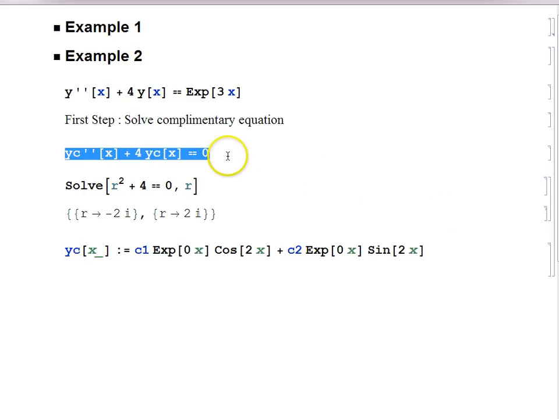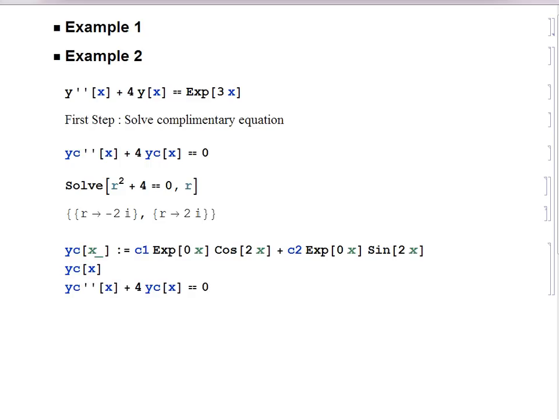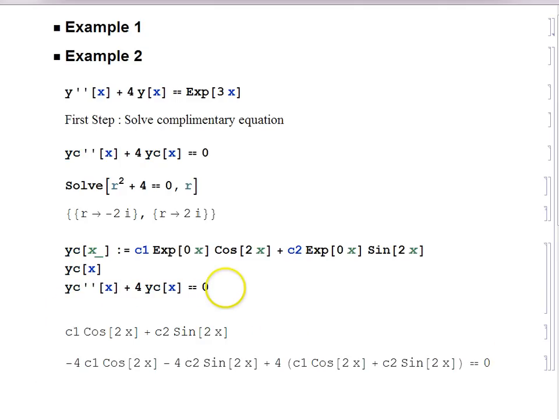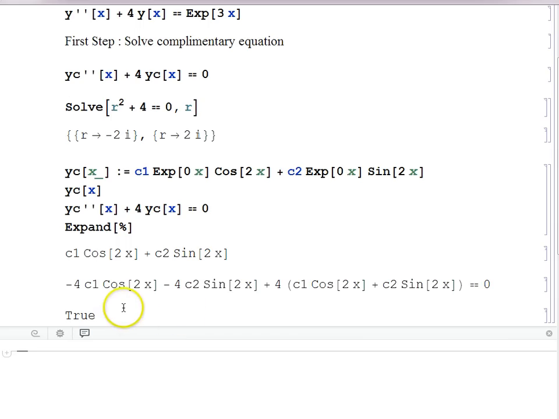So we'll come up here, grab this. First we'll go yc of x, just so we can get a picture of what it looks like. We pop that in, see what that does. Aha, c1 cosine 2x, da da da. And we expand that out. And looky looky. So that is a solution.